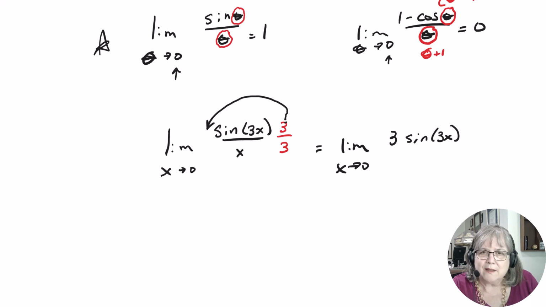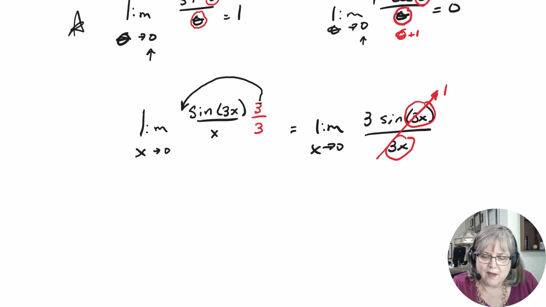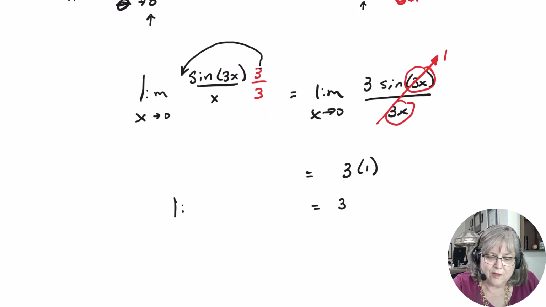You can't multiply inside an angle. And down on the bottom, you now have 3x. And now you have this match between here and here. So all of this goes to 1. And you have 3 times 1, which is 3. And you're done, except for your lovely, complete sentence.